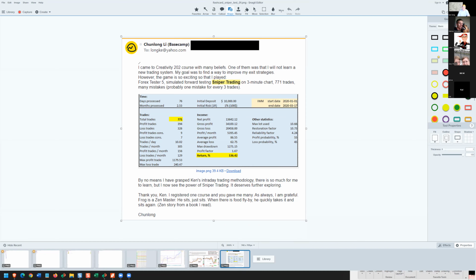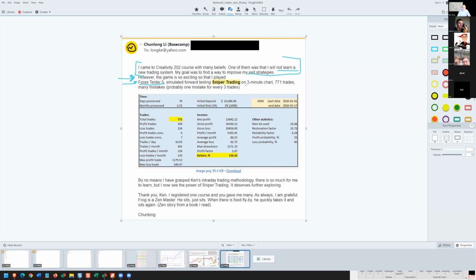And so he was looking to improve his exit strategies in C202. He didn't think he was going to learn a new course. But we've been talking about the sniper as part of our development work. So he decided to test it in his simulator of choice, Forex Tester 5, which is a great way to simulate realistic trading. I have used it myself to get lots of repetitions.